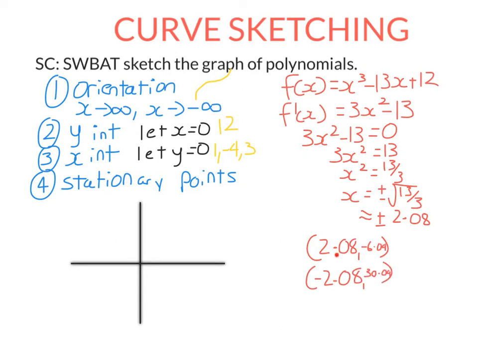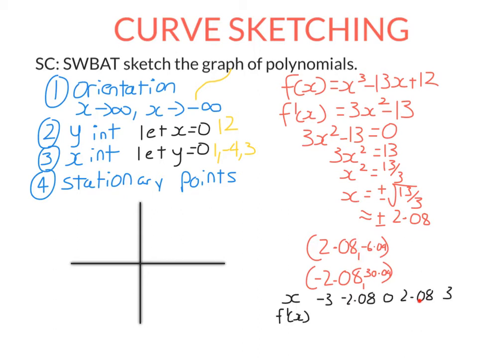So substituting this value into the original equation, I get y is minus 6.04. Substituting this value into the original equation, I get 30.04. These are the two stationary points. So now I'm going to determine whether each point is a maximum or a minimum.